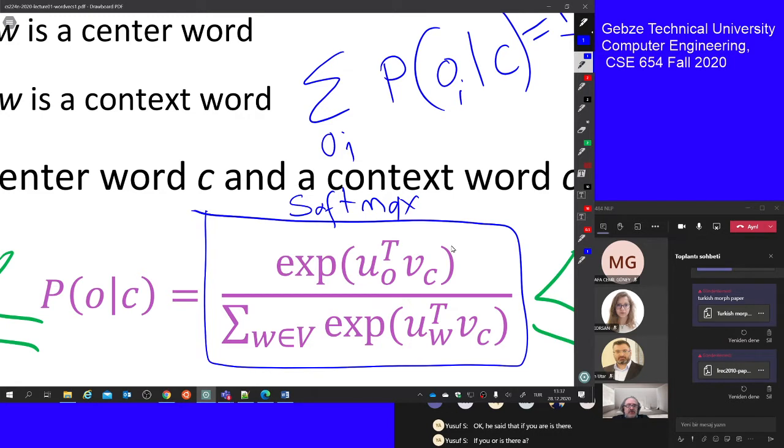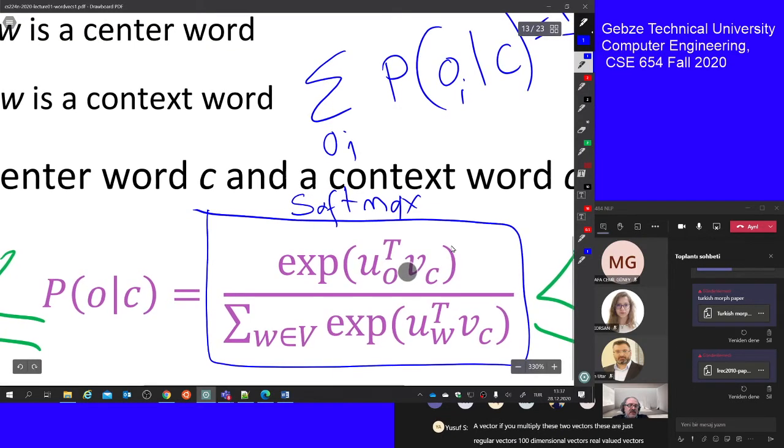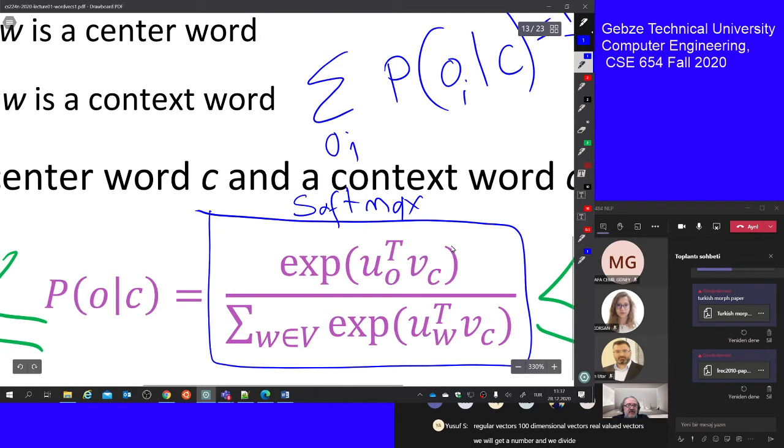We said that if VC is the center word's vector, and UO is the context word's vector, and you multiply these two vectors, these are just regular 100-dimensional, real valued vectors, we will get a number, and we divide this number with this summation.